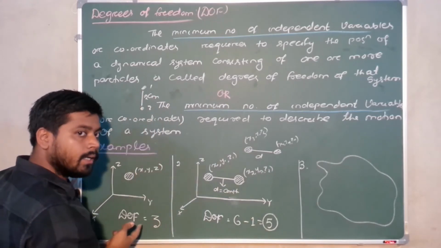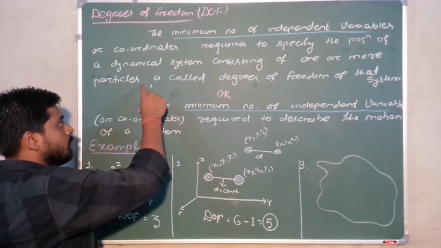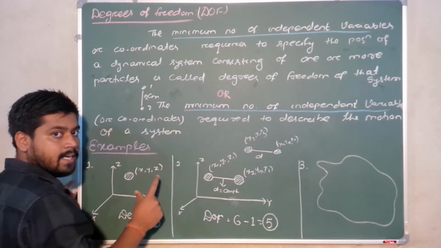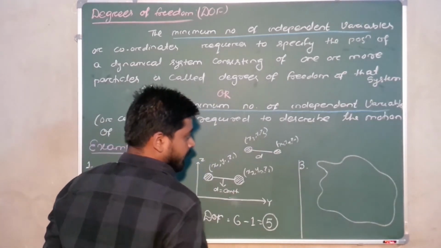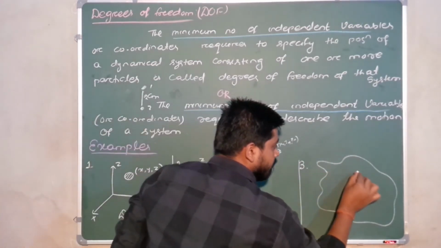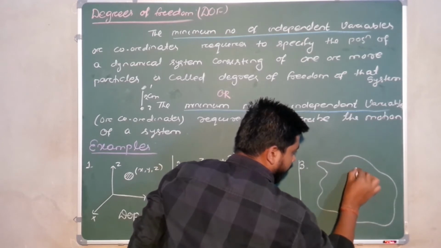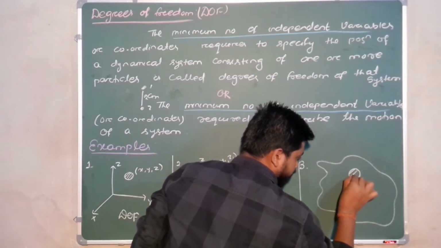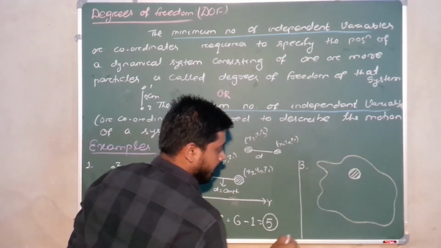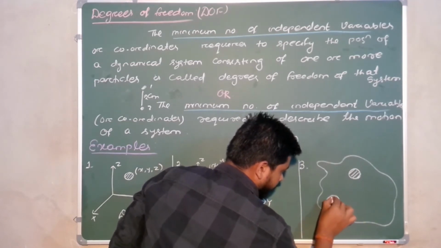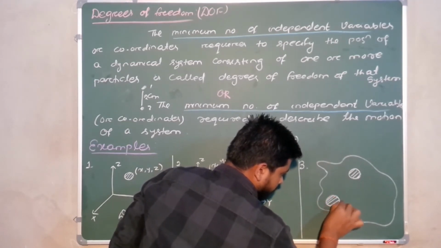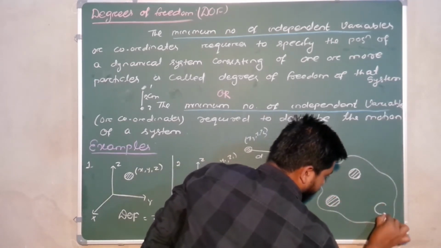How do you know this green body is a rigid body? Because the distance between these two particles is always constant. Yes or no? Just take 3 particles. Let one particle be here, the second here, and here is the third one.